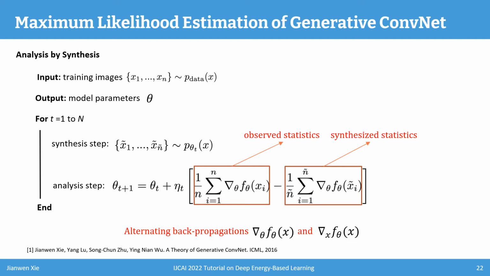This is a full description of the MCMC-based MLE algorithm for training energy-based models. At each iteration, we first sample synthesized examples from the learned distribution by MCMC, and then use the training examples and the synthesized examples to compute the gradient of the log likelihood, such that the model parameters can be updated by a gradient-based learning algorithm. The learning algorithm tries to match the synthesized examples to the data in terms of statistics. Such a learning and sampling algorithm is called the analysis by synthesis algorithm.